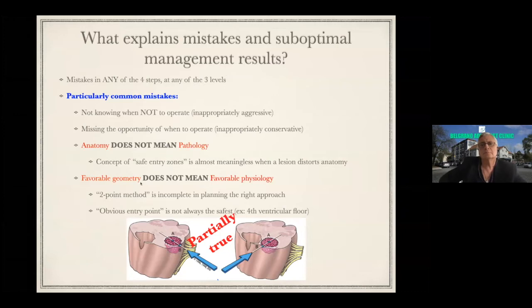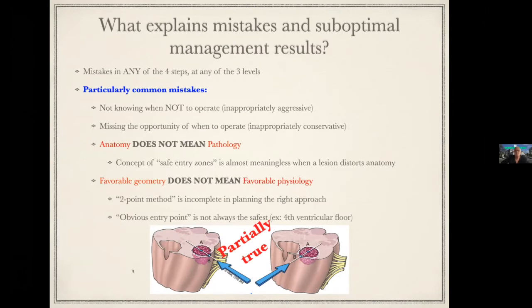Favorable geometry does not mean favorable physiology. For example, this old paper of Adam Brown and Bob Spetzler, the two-point method. Of course, it's incomplete. That's not the only way you choose an approach. Many times, you should not use the two-point method. What I mean is the so-called obvious entry point is not always the safest entry point. And this is very true with the entry into the fourth ventricle. And I'm going to come back to that again through the example.